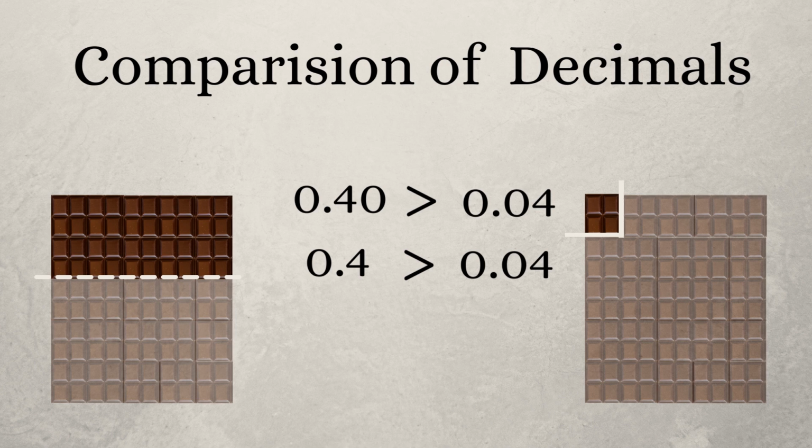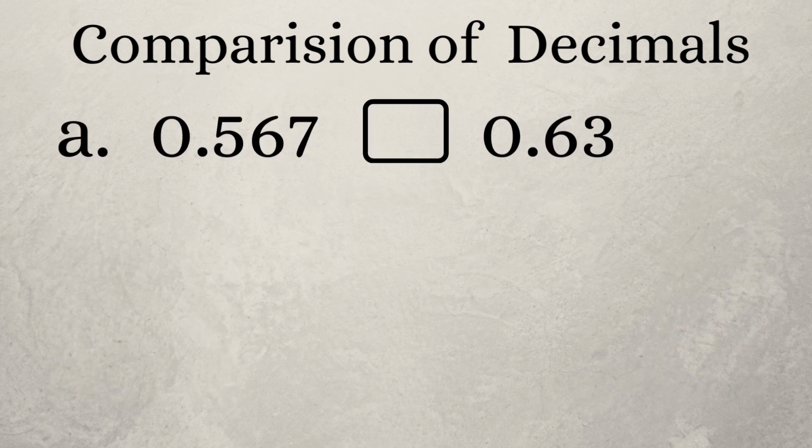Let us check out few more examples. 0.567 and 0.63. We can see that one number has 2 decimal places and the other has 3. So to make them both have equal decimal places, we convert 0.63 to 0.630. So 0.567 is lesser than 0.630.